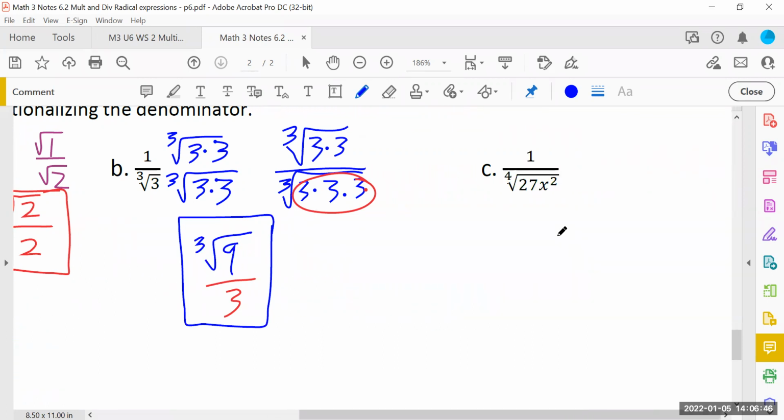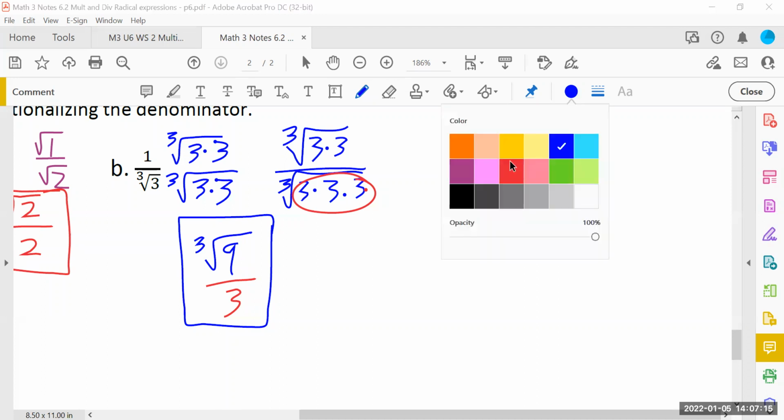Let's do one more. This one's a 4th root. It's got a 1 on the top. The bottom is the 4th root of 27x squared. I'm going to take that 27 and break it apart. 27 is 3 times 3 times 3. Is everybody okay if I just jump to there instead of doing 3 and 9 and then breaking the 9 apart? So I have 3 3's. The x squared is going to break apart into x times x.